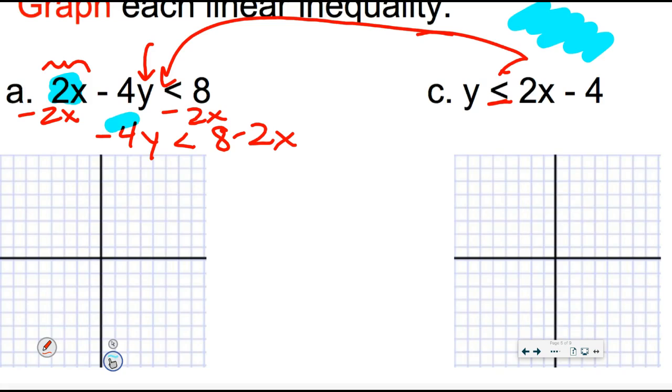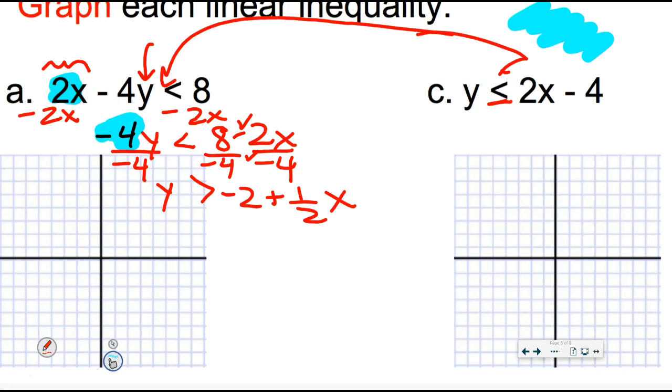Leah, how do I get rid of this negative 4 right here? It's negative 4 times y. You got to remember, we worked on this last week. Do you remember when we divided by that negative, Leah? What did we say we had to do? Flip the sign. Thank you. And that's going to affect your shading, so you got to really watch that. So y will be greater than, and then this goes by negative 4, and then this goes by negative 4. A negative divided by a negative is a positive.